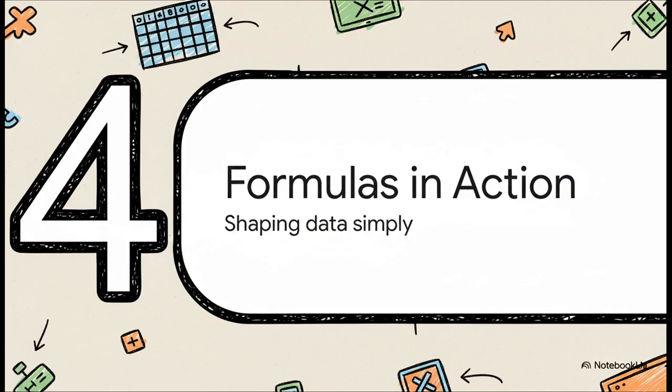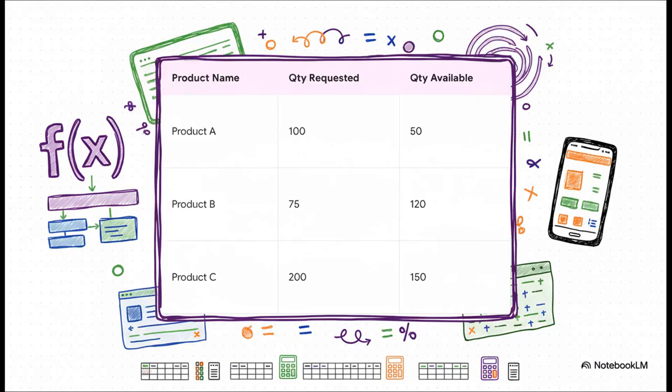Okay, so the theory is cool, but let's actually see this stuff work. Let's see how we can take these tables and start to shape and manipulate them using those formulas that feel just like Excel. Let's use a super simple inventory table. We'll call it products. It's just got the product name, how many have been requested, and how many we actually have in stock. Our goal? Figure out which products we need to reorder and fast.